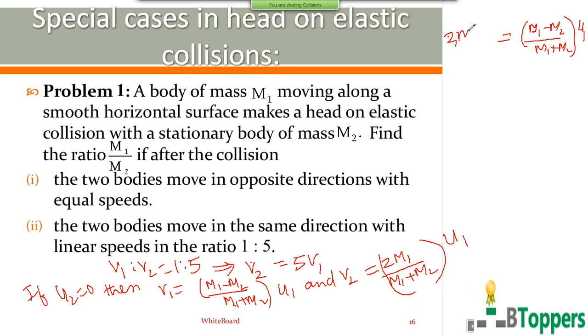2m1 by m1 plus m2 whole multiplied by u1. So m1 plus m2 gets cancelled. u1 can be cancelled. So you get 2m1 equal to m1 minus m2. Of course, there should be 5 here on the right side because v2 is 5 times v1.